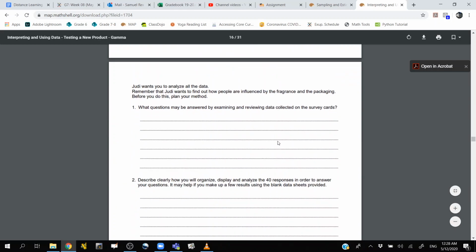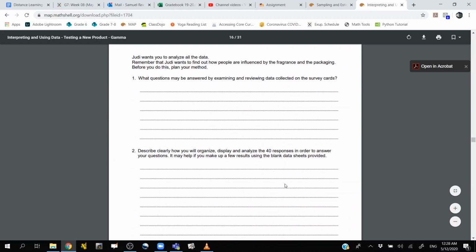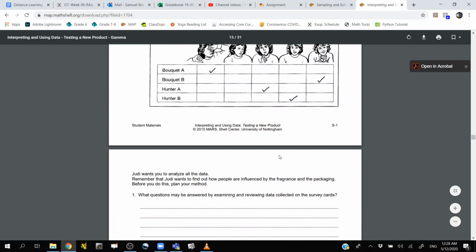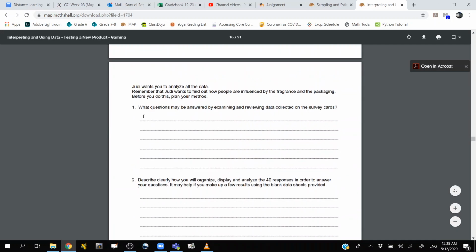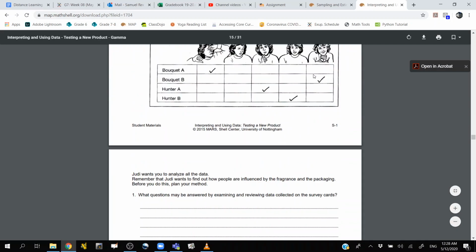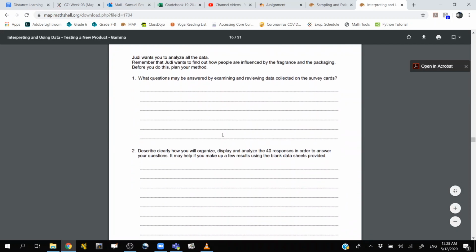So I want you to answer questions like, how would you go about analyzing this data? If you had a bunch of these ballots, how would you go about making a choice? Because some people are going to like B, some people like A, votes will be split. How do you go about tabulating and making this choice? That's great. Give me that description.